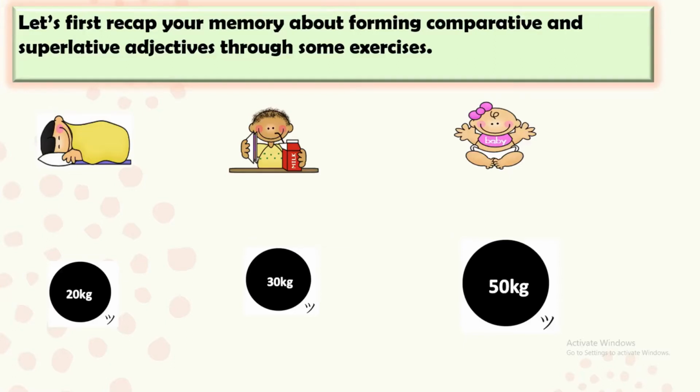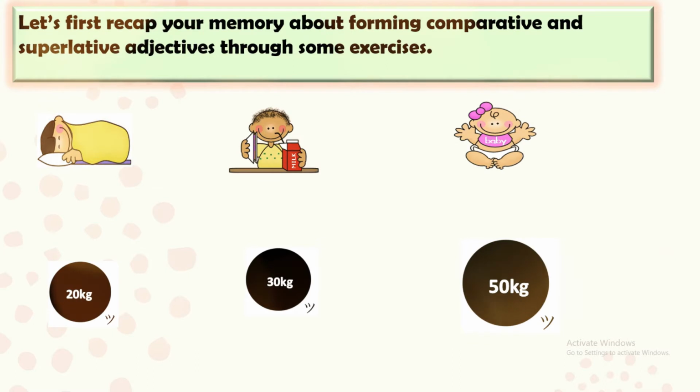Let's first recap your memory about forming comparative and superlative adjectives through some exercises. Before we do this exercise, let me remind you what is the difference between comparative and superlative. Comparative adjectives are used to compare one noun to another noun, like larger or smaller. But the superlative adjectives are used in a sentence where a subject is compared to a group of objects, like the tallest or the smallest.